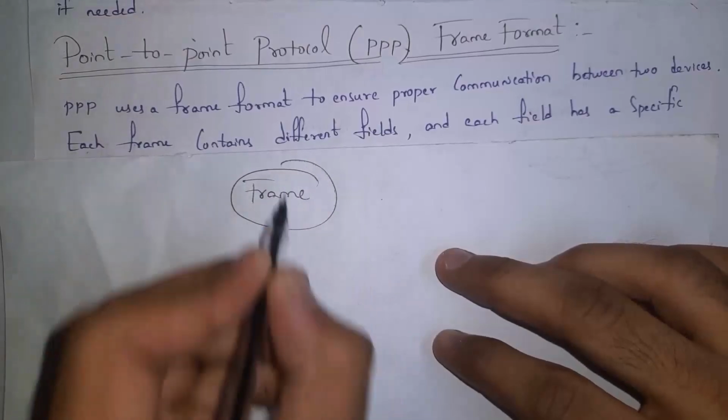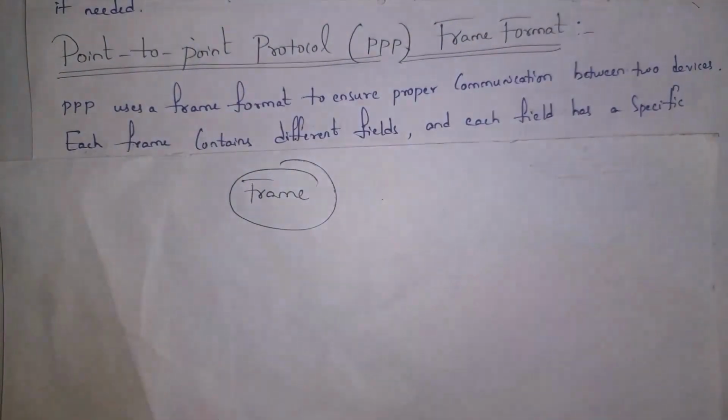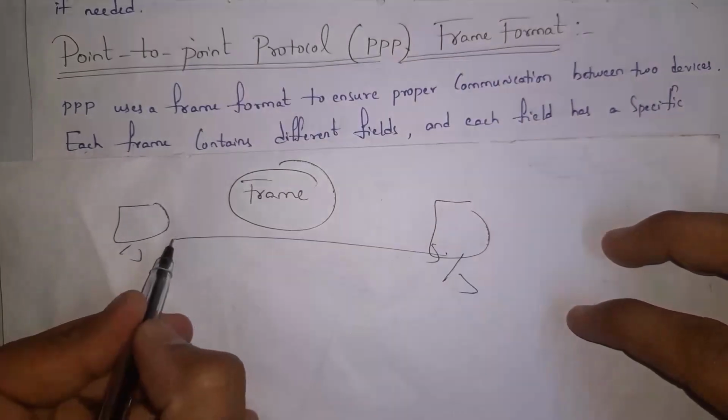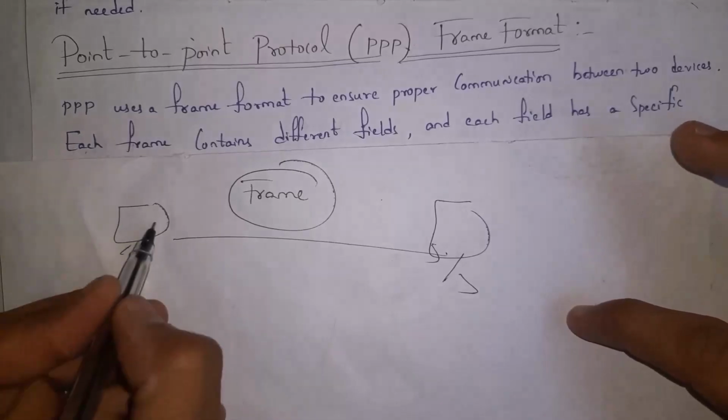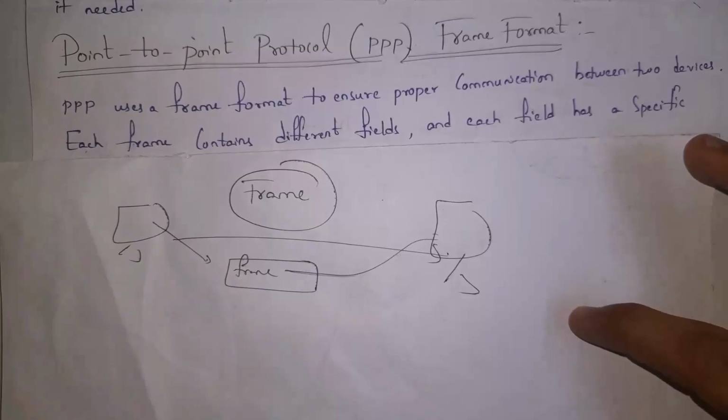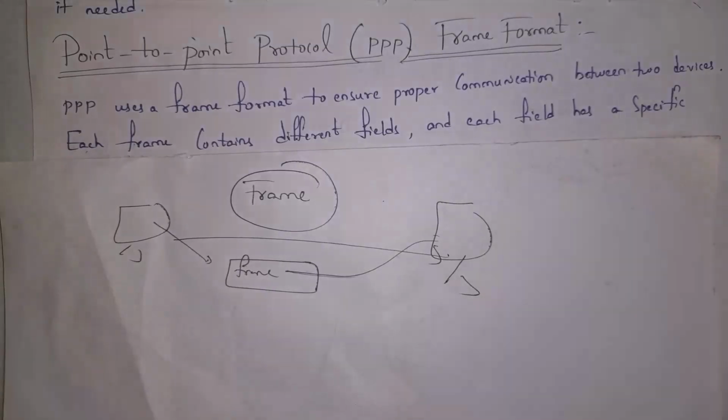Thus, a frame is like a parcel. For example, I purchased one product on Amazon. So what they will do is, they will place that product in a parcel and they will give it to me. Similarly, if one computer wants to send data to another computer, it will not send the data directly. Instead, this computer will place the data in a frame and then it will transfer the data. So frame is like a parcel.